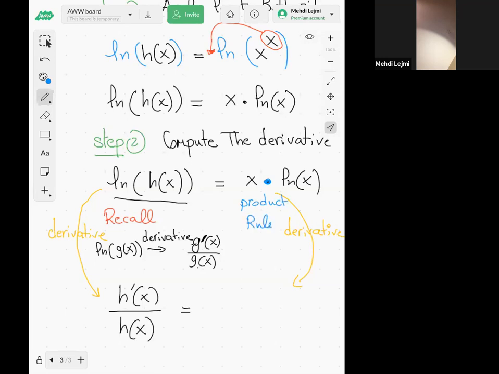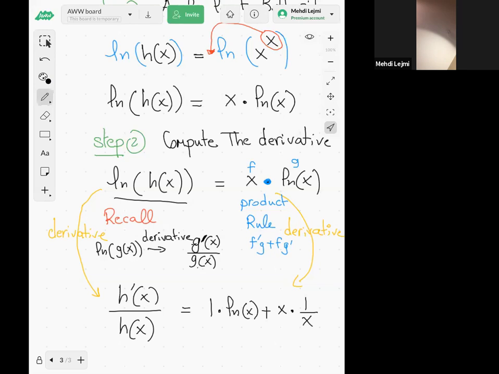So, let's apply the product rule. Remember the product rule. Let's say this is f here, this is g. Then the product rule would be f prime times g plus f times g prime. So the derivative of x is 1, times g, the natural log of x, plus f, which is x, times g prime, the derivative of natural log of x. And we know that the derivative of natural log of x is 1 over x. So it's 1 over x.